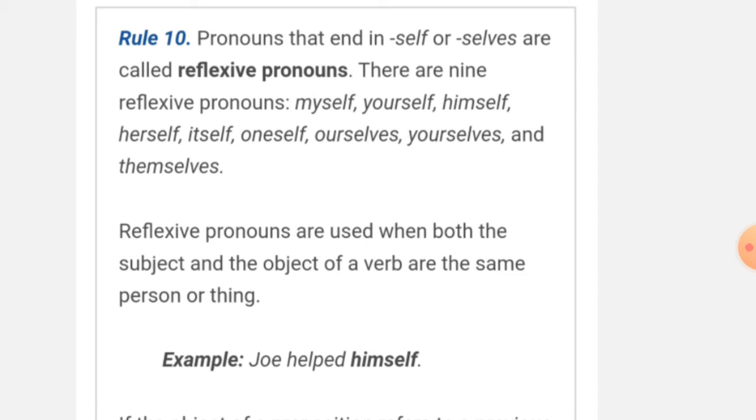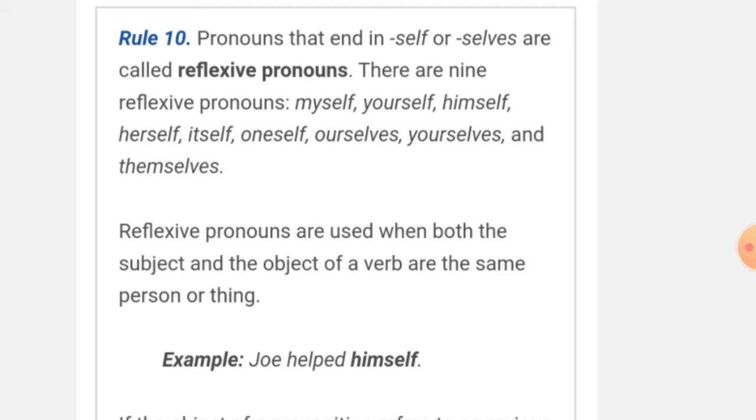Rule number 10: pronouns that end in self or selves are called reflexive pronouns. There are 9 reflexive pronouns: myself, yourself, himself, herself, itself, oneself, ourselves, yourselves, and themselves. Here, you should also keep in mind that usually you is used in both cases, that is singular and plural. But in the case of reflexive pronouns, yourself and yourselves are to be used for singular and plural you.